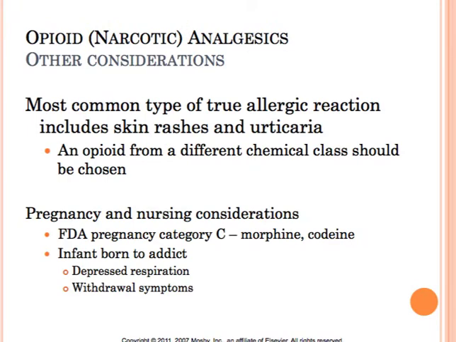Because opioids can stimulate the release of histamine, itching or urticaria, that's hives, can result from their administration. So if a person's allergic to opioids, then we should give them something else.